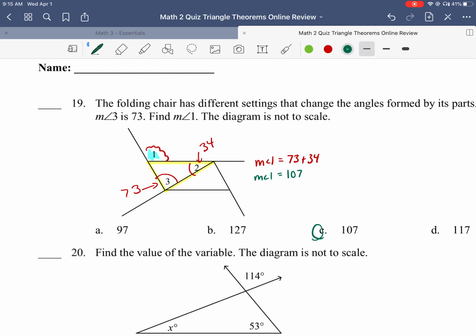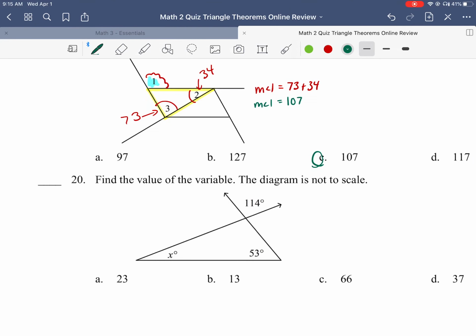Last one. Okay. So this one, these are vertical angles. This is 114. Now all we need to do is figure out what x equals. It is in a triangle, which is 180 degrees. Okay. Combine my like terms. 167. Subtract 167 from both sides, and x equals 13.